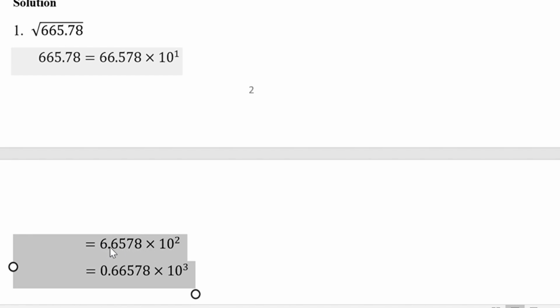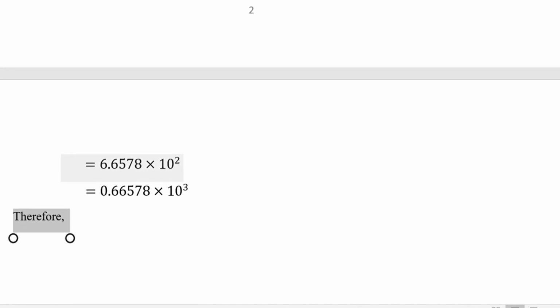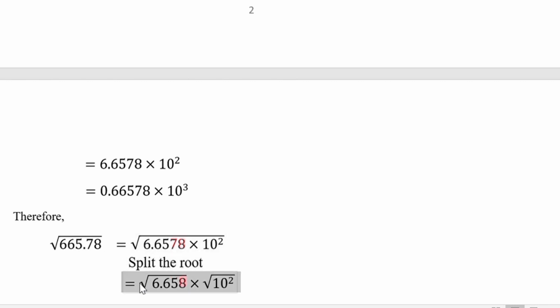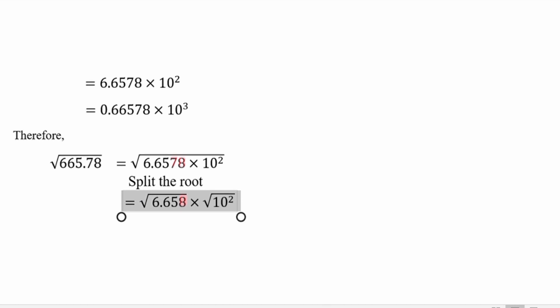This one is between 1 and 99.99, and the power is even. Therefore, we now write 665.78 in terms of this as 6.6578 times 10 squared. The next step is to split the root. So we have split the root, and you can see we have assigned a root to 6.6578 and then times square root of 10 squared, like that.